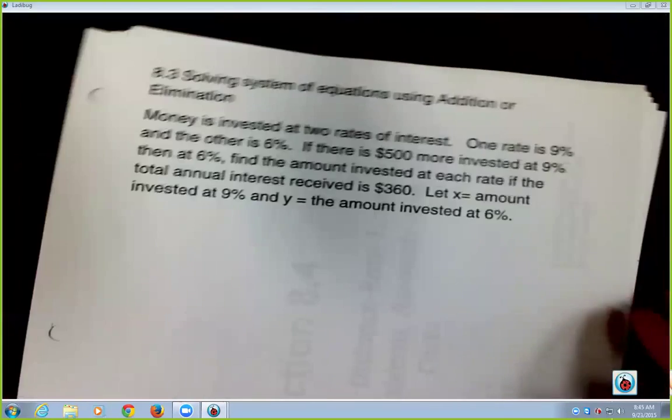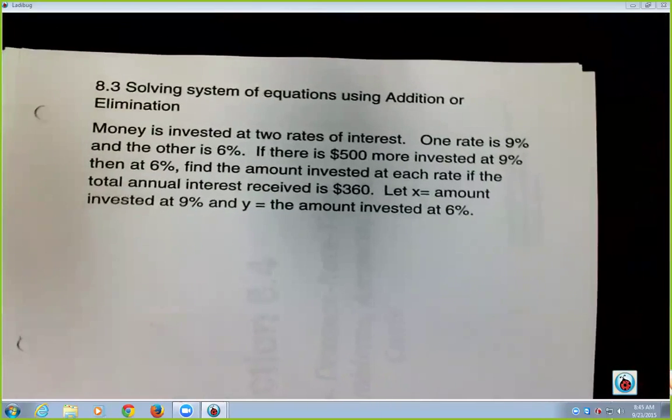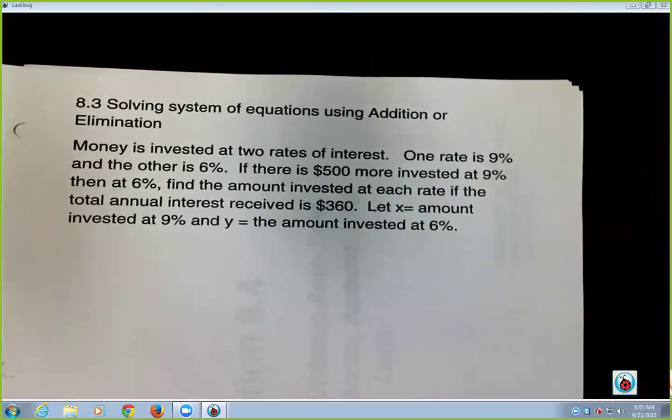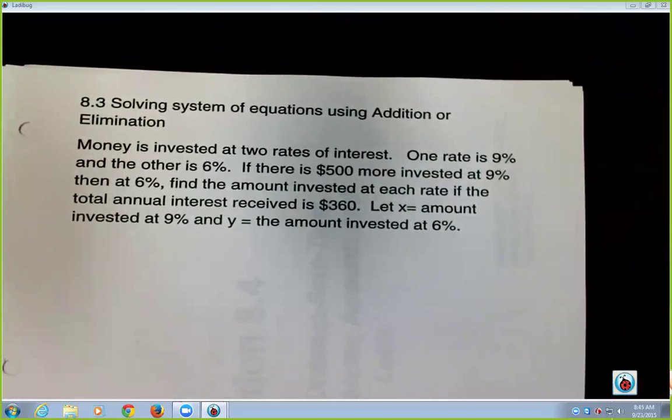Now, there are 2 story problems in the packet that I handed out to you in class, and that's these 2. Because they do end up popping up in there.